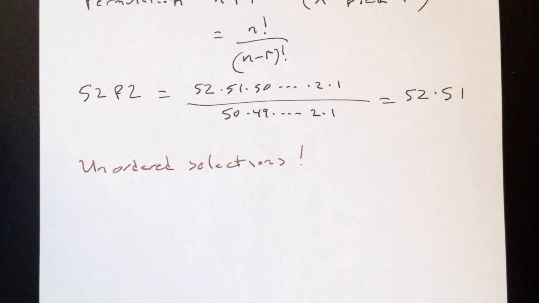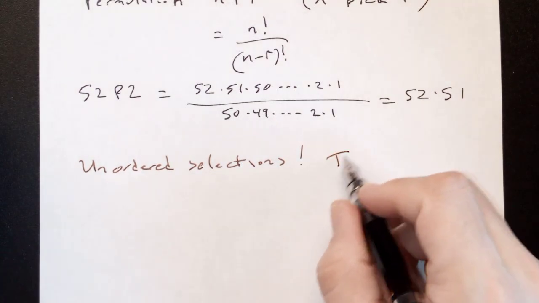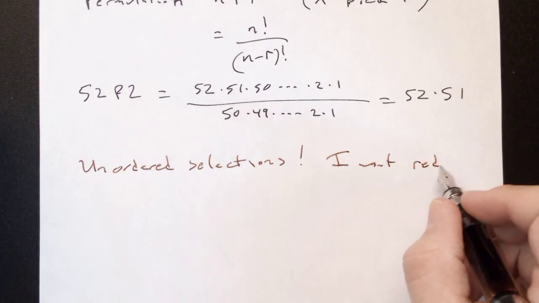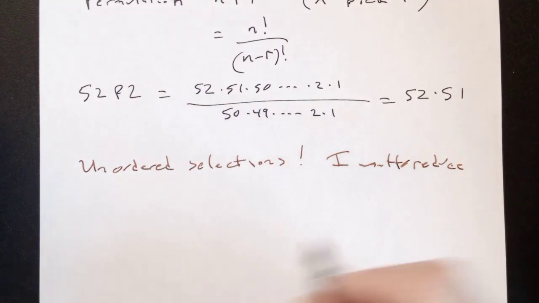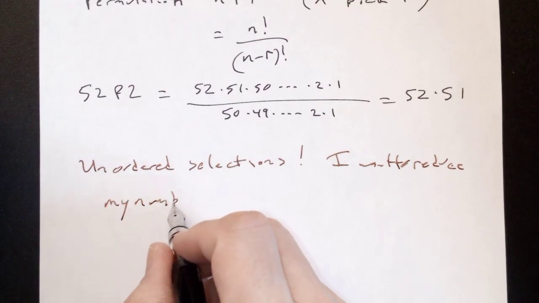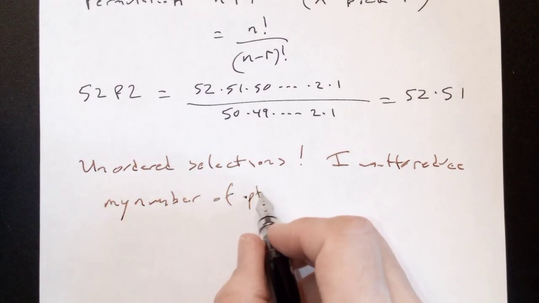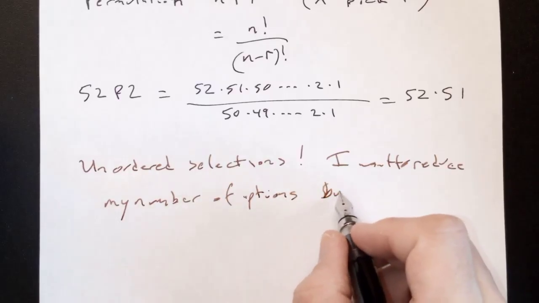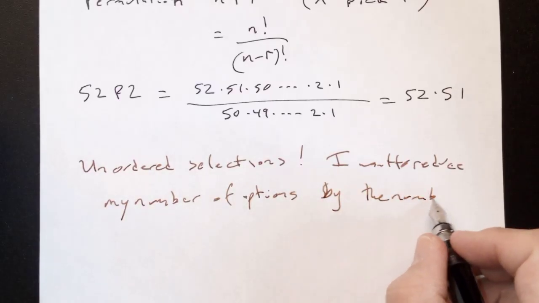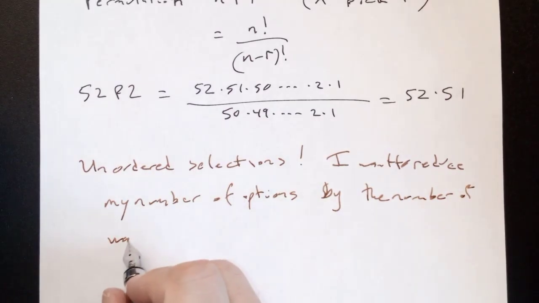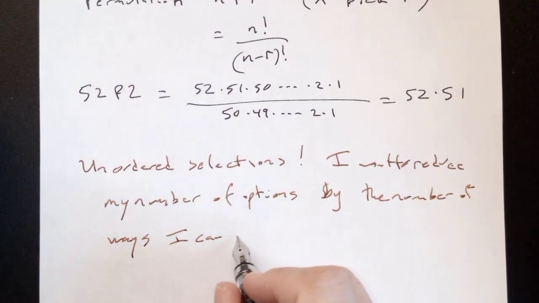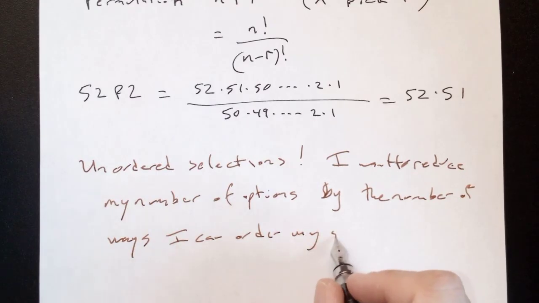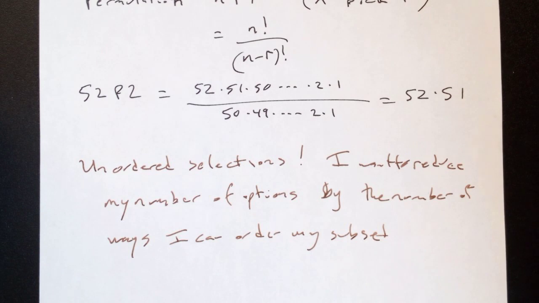So I would say that what I want to do is I want to reduce my number of options by the number of ways I can order my subset. Wait a minute. Ordering a set. Putting things in order. That's a factorial, isn't it?